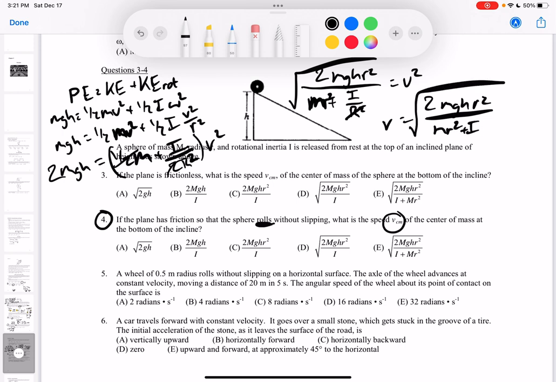So for number 4, that would be E. So for number 4, the correct answer is just E.